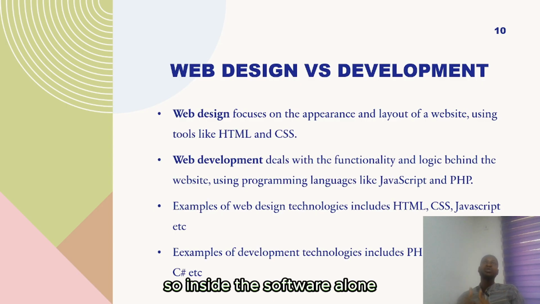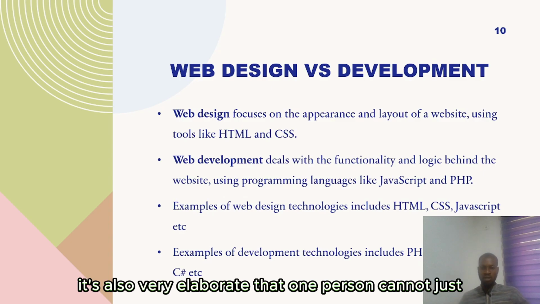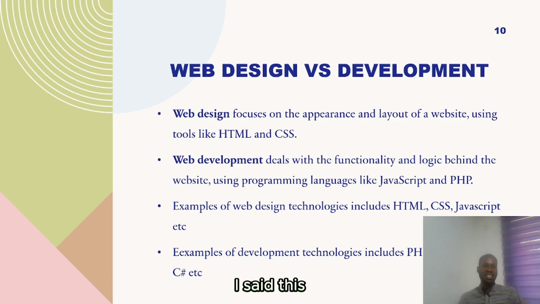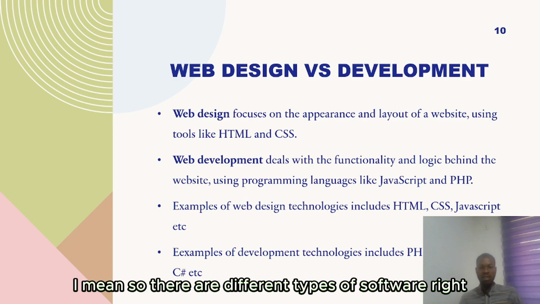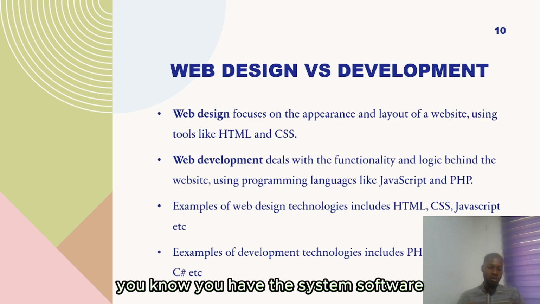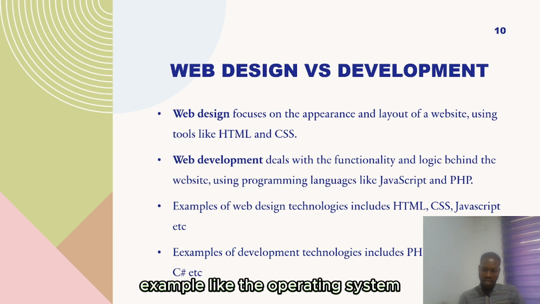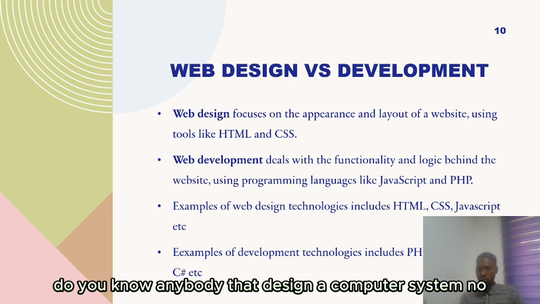So the software alone is also very wide, it's also very elaborate, that one person cannot just spread across web development and say this is what I'm doing with software development. So there are different types of software, right? You have the system software, software that talks to your computer system directly. Example, like the operating system. Do you know anybody that designs operating systems?